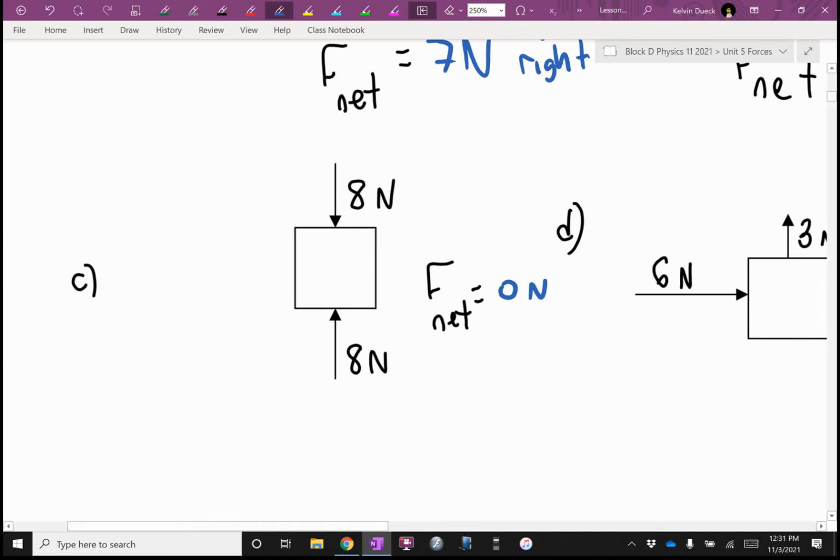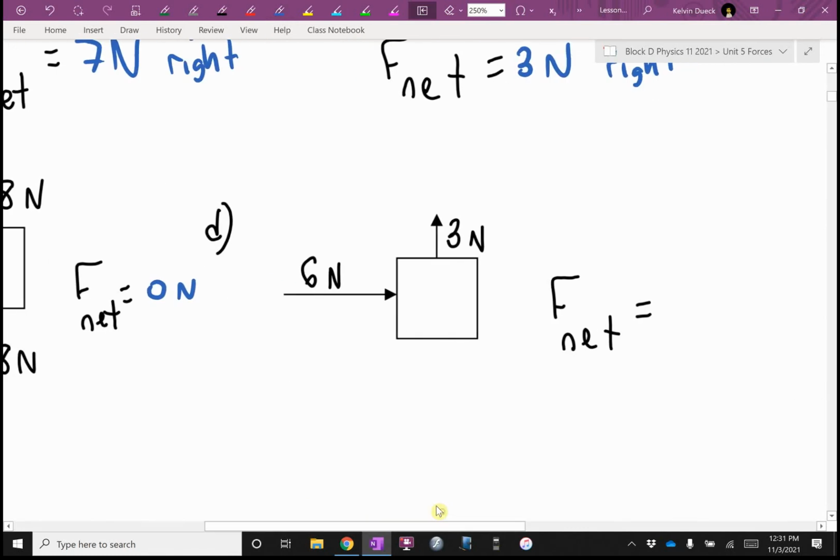But the fact that the net force is 0, does that mean there's no forces acting on it? No, in fact, there's 2. They just have to be canceling out. There could be many forces acting on something, and you could still have a net force of 0. It just would happen that they'd all cancel out. What about D?